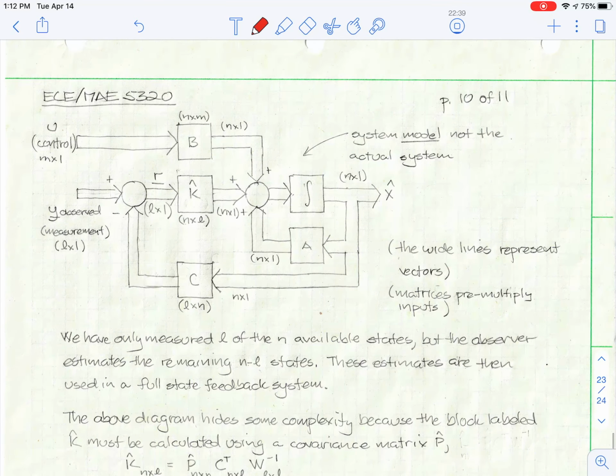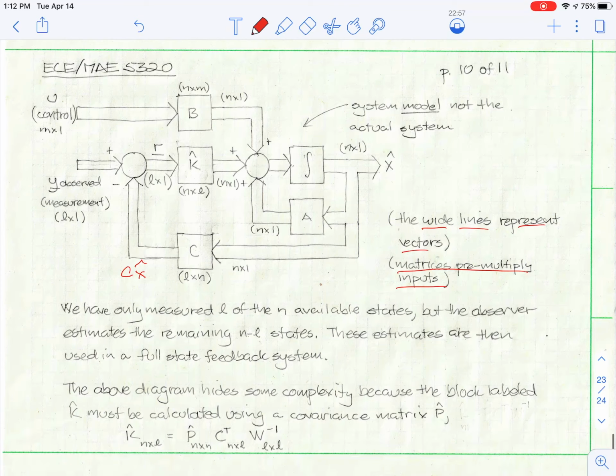For the optimal observer, the only thing that differs from the one I had before is I've shown these lines as being vectors. The Y lines represent vectors, and the matrices pre-multiply their inputs. So this will produce C X hat out here. We only have measured L of the n available states in the system, but the observer will estimate the remaining n minus L states. These estimates are then used in a full state feedback system.